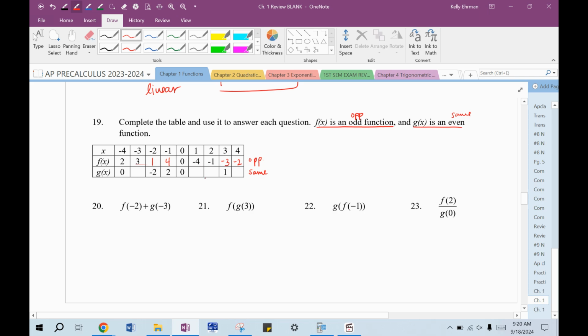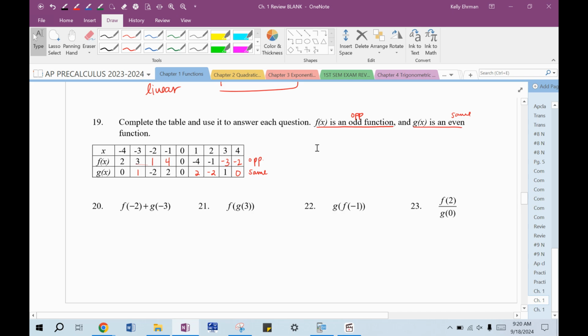Now, if I have the same thing, then I should just be copying over. For g, an input of negative 4 gives me an output of 0, and the same thing happens at 4. I get 0. For 3, I get 1, so at negative 3, I also get 1. At negative 2, I get negative 2, and the same thing has to happen at positive 2. And at negative 1, I get 2, because at 1, I also get 2.